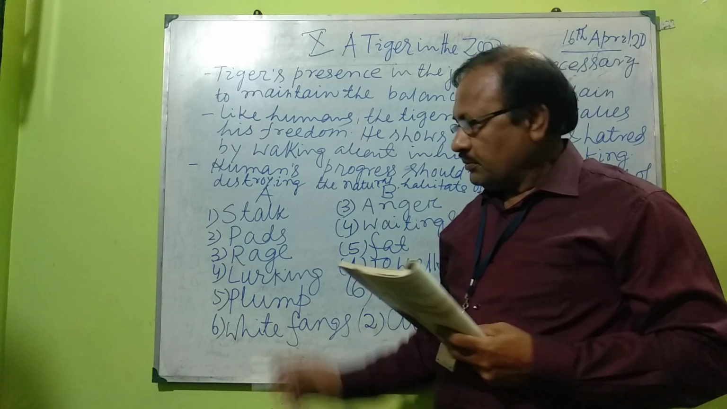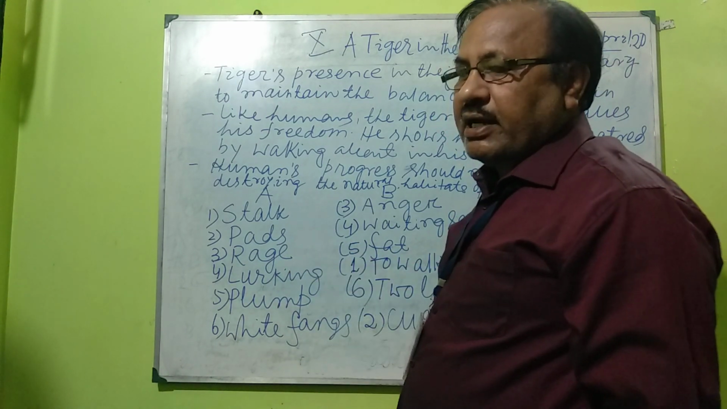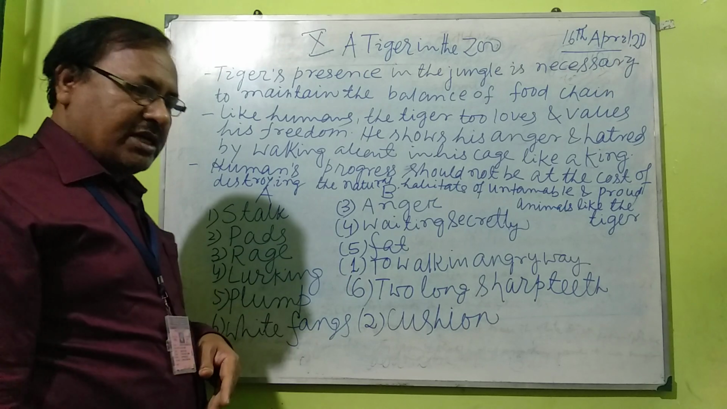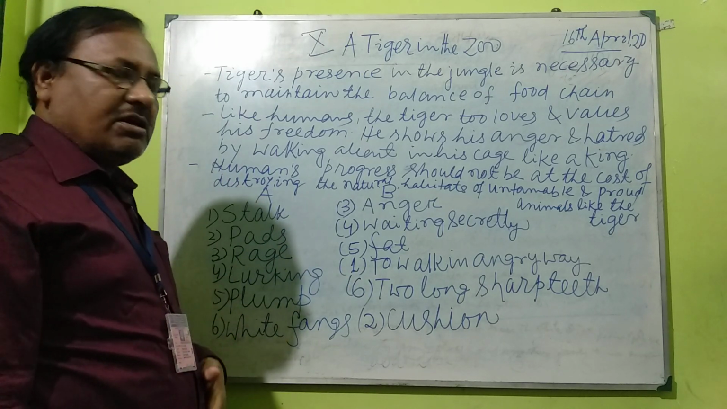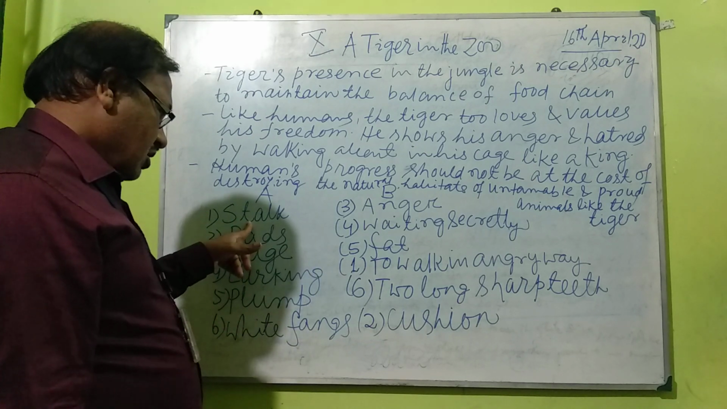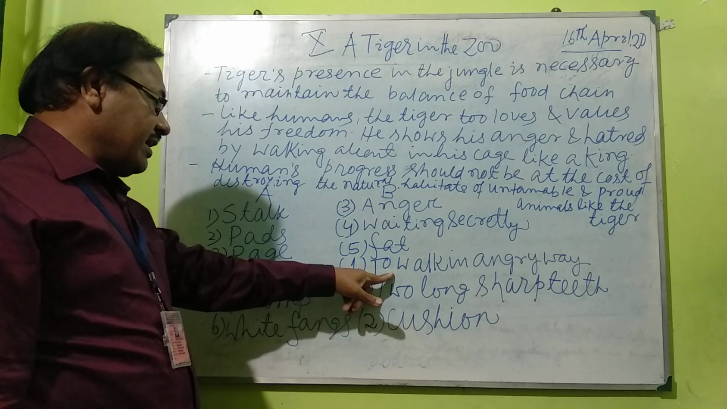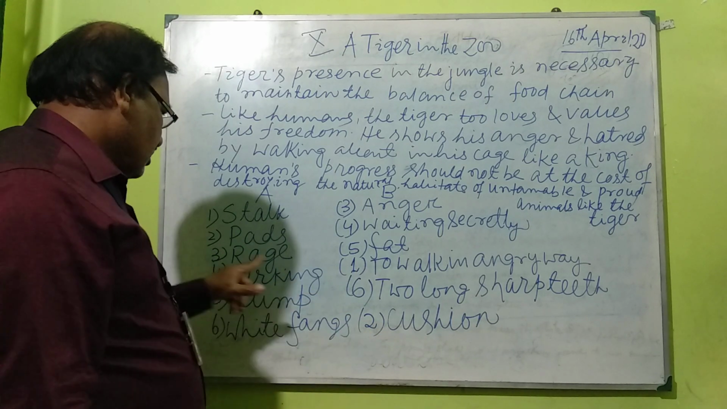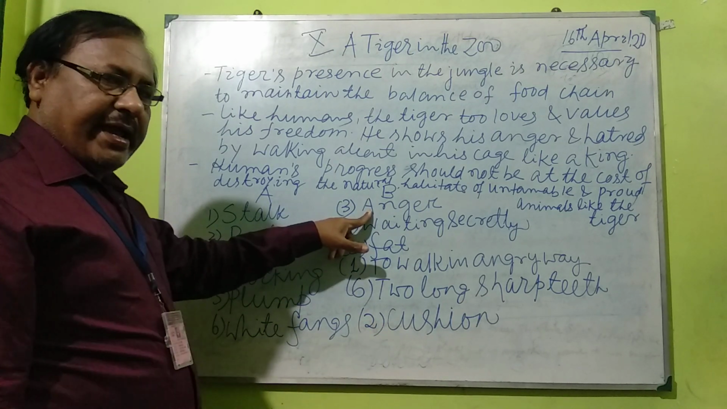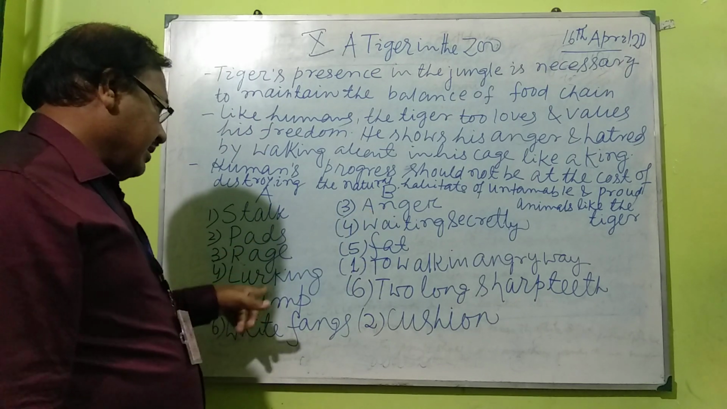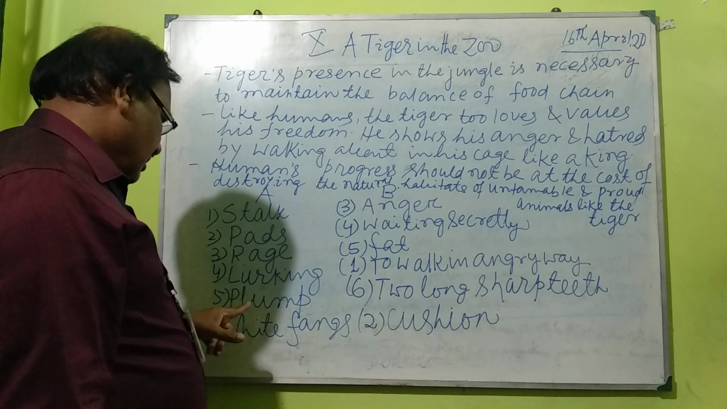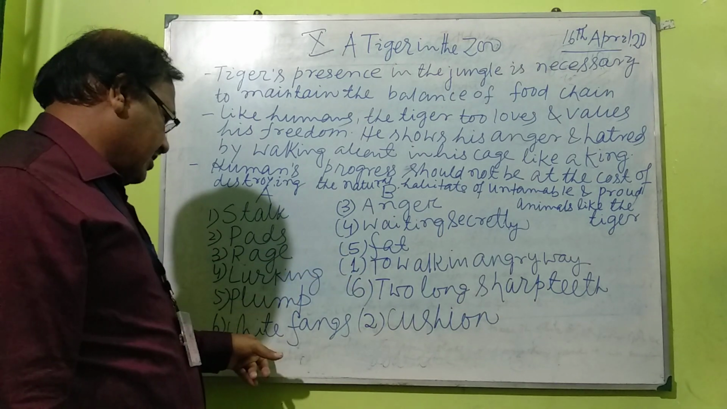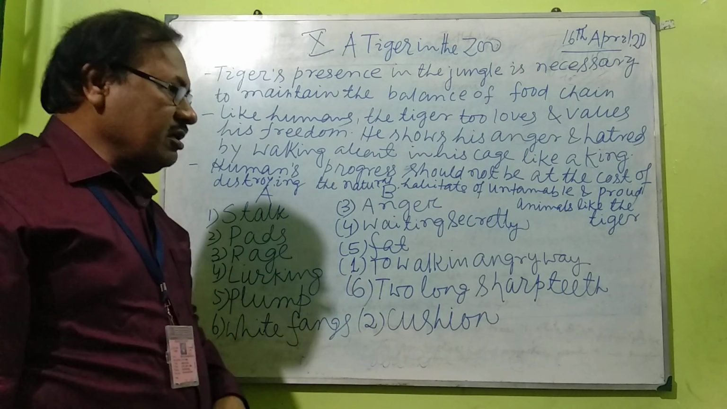So, come to the activity number 1, that is word attack skill. Words with the meaning. These are the hard words that I have noted from your textbook. If others are there, you can consult your dictionary. Stalk. Stalk goes with to walk angrily. Pads goes with cushion. Rage, anger. Lurking, waiting secretly. Plump, fat. White fangs, that is two long sharp teeth.